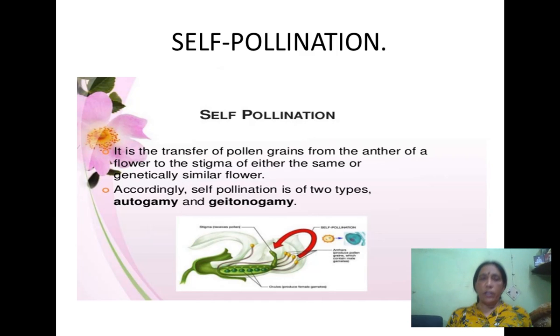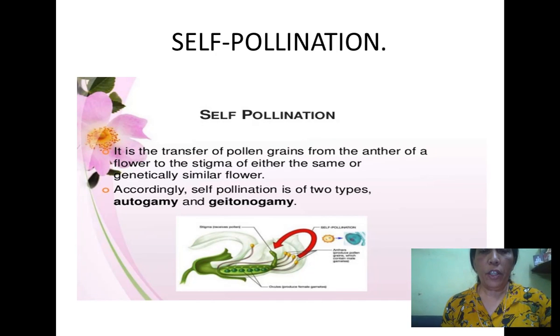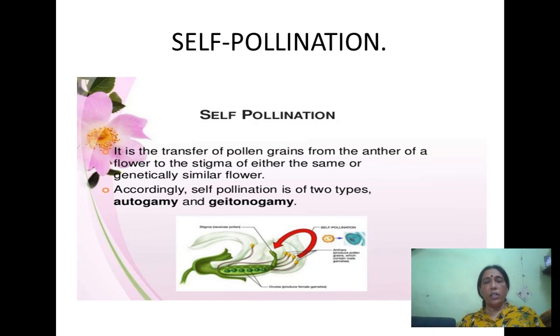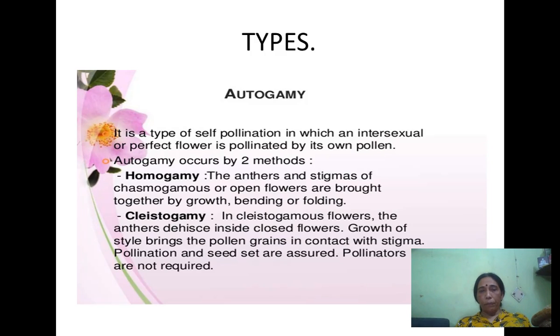So let us discuss now what is self-pollination. Self-pollination is the transfer of pollen grains from the anther of a flower to the stigma of either the same or a genetically similar flower. The transfer takes place by two ways. First is called autogamy and the second is geitonogamy.